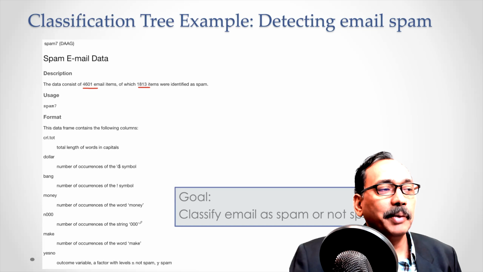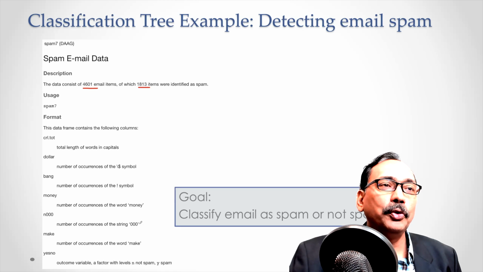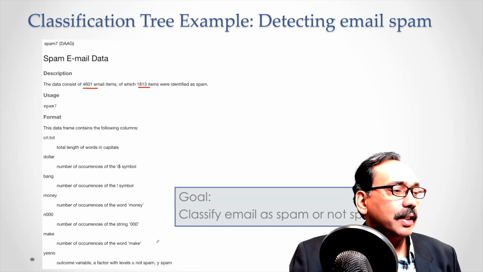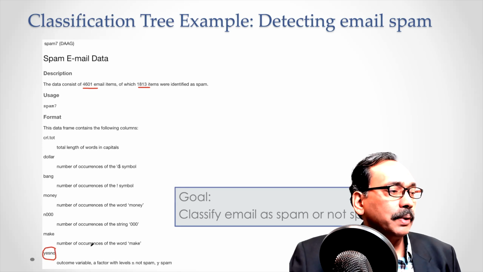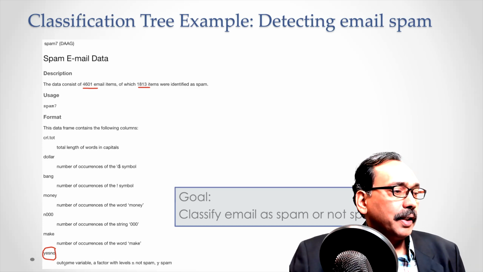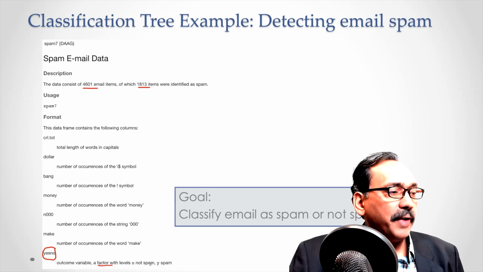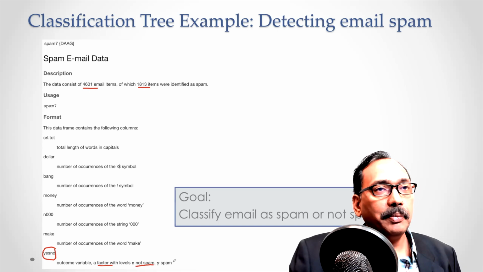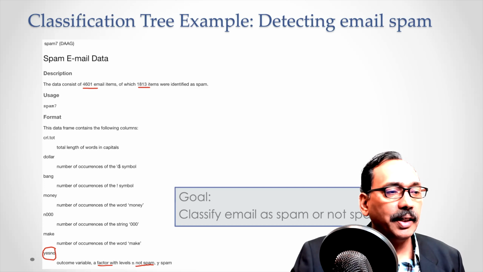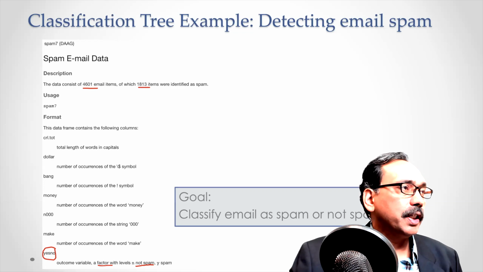Sometimes you get emails where somebody wants to pay you millions of dollars to keep in your account for a few days because of whatever urgency. Make is the number of occurrences of the word make. And then finally you have the yes/no variable, which is your response. This is the outcome or response variable, which is a factor and has two levels. N means not spam, Y means it's a spam. So the goal is to classify each email as spam or not spam using a model.